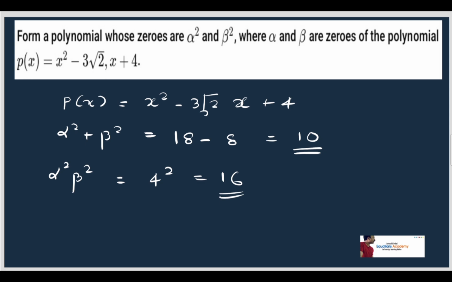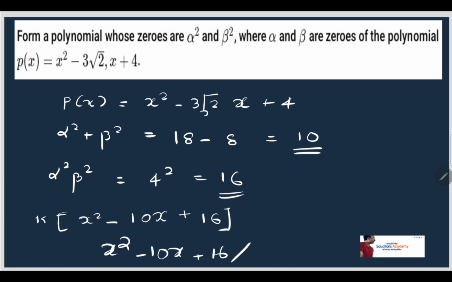Now we will make the polynomial whose zeros are alpha square and beta square. Therefore, the polynomial is k into x square minus sum of the zeros into x plus the product of the zeros, where k is a constant. Sum of the zeros we got is 10, so 10x, plus the product of the zeros, which is 16. x square minus 10x plus 16, taking k equal to 1. Therefore, the required polynomial is x square minus 10x plus 16. This is the answer.